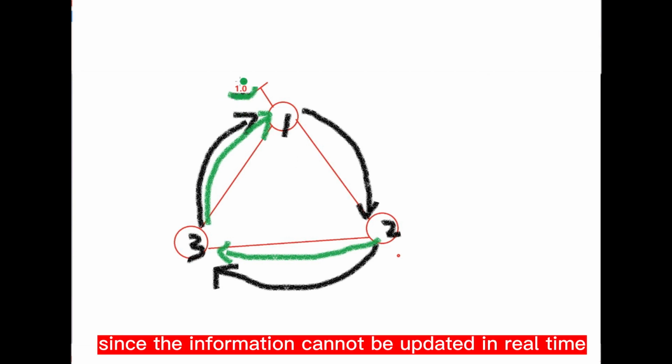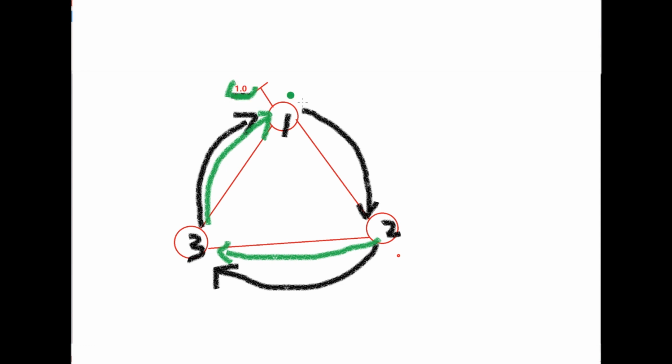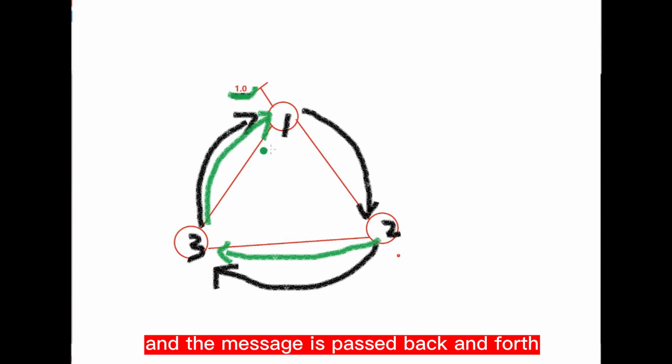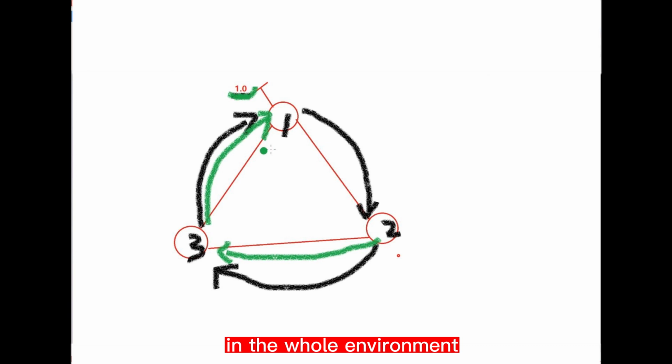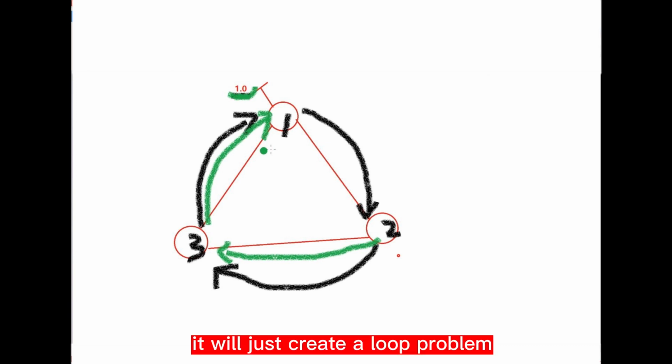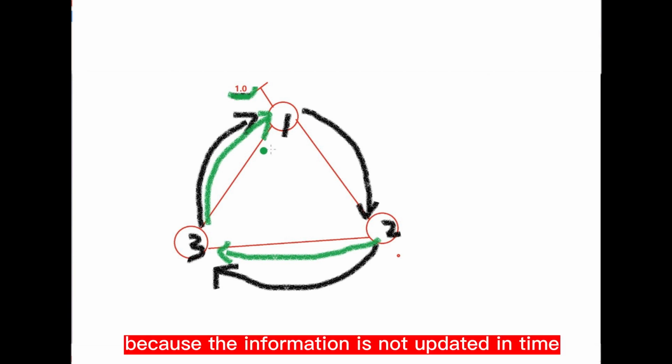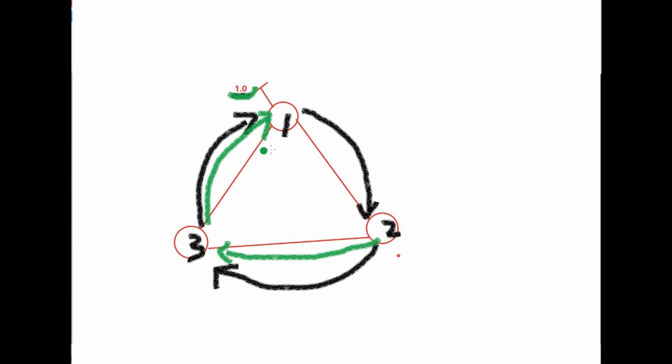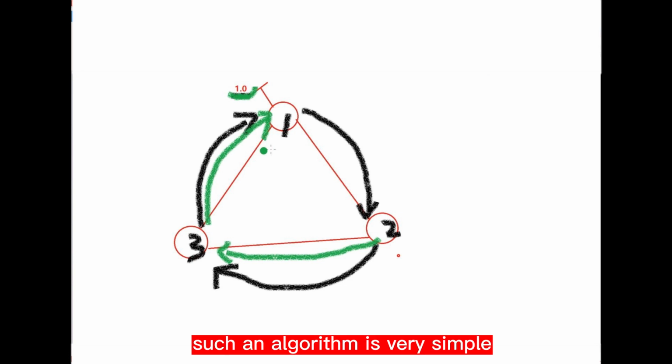Since the information cannot be updated in real time, and the message is passed back and forth in the whole environment, it will just create a loop problem, because the information is not updated in time. This problem is solved by split horizon. Such an algorithm is very simple.